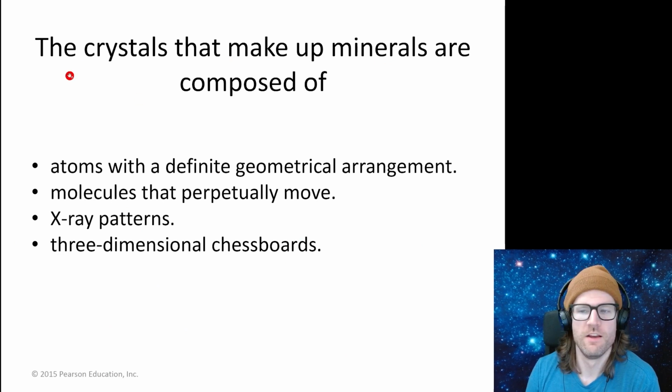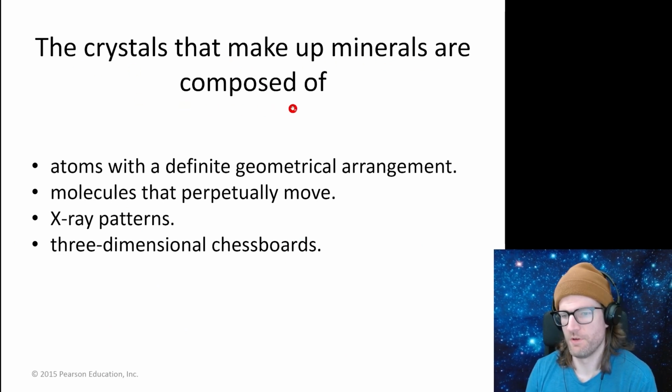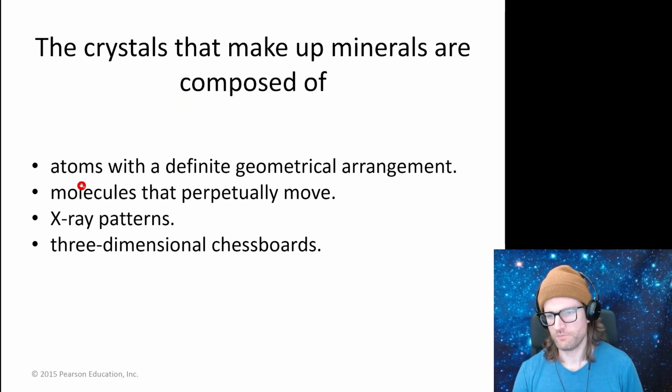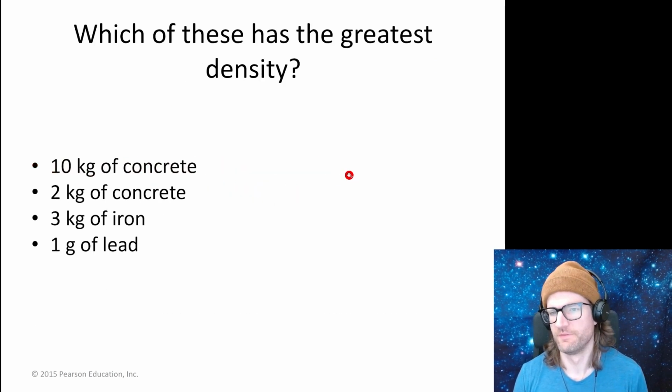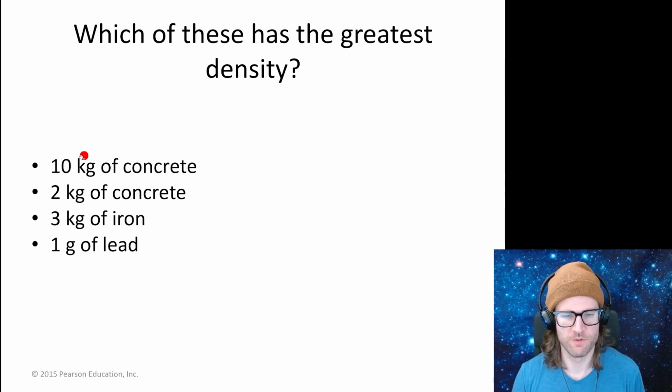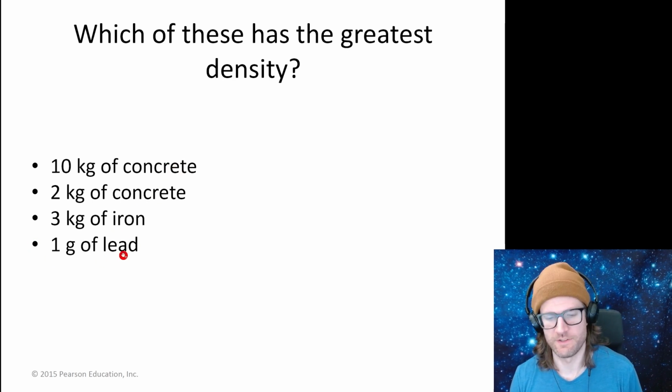The crystals that make up minerals are composed of atoms with a definite geometrical arrangement. That sounds good. Which of these has the greatest density? 10 kilograms of concrete, 2 kilograms of concrete. Well, those are the same. Different masses, but same density. 3 kilograms of iron. That sounds more dense than concrete. And lead, that's even denser.